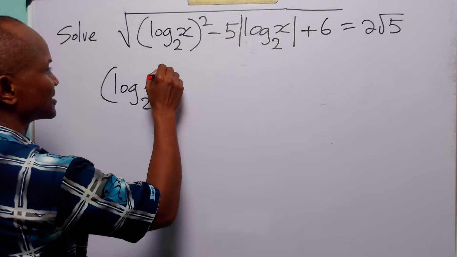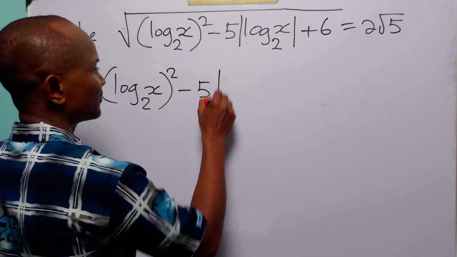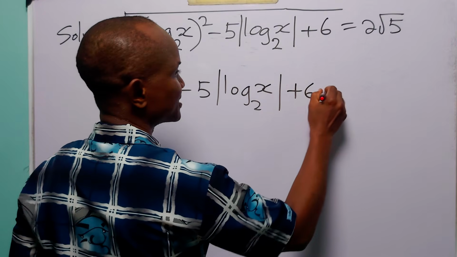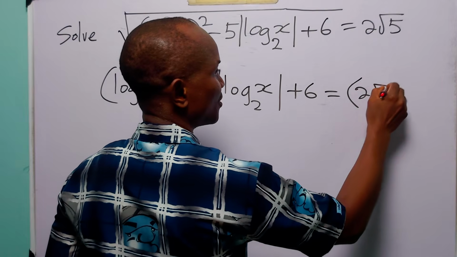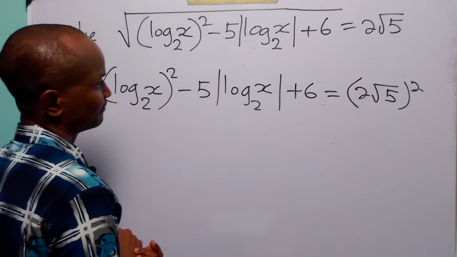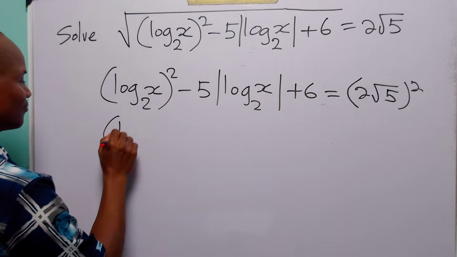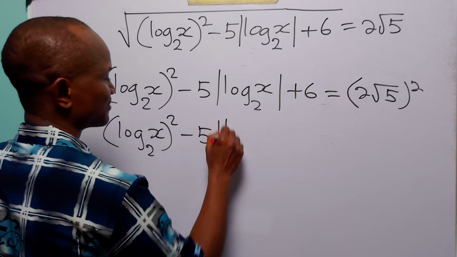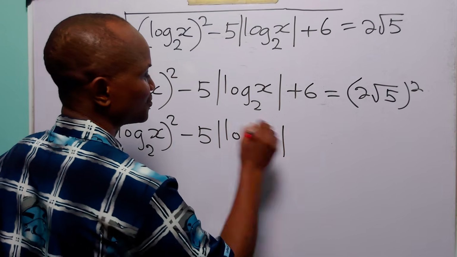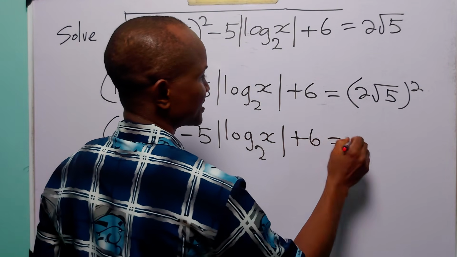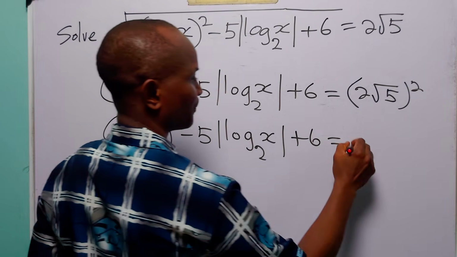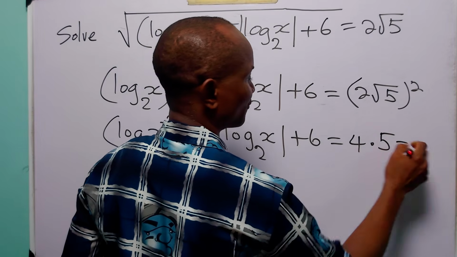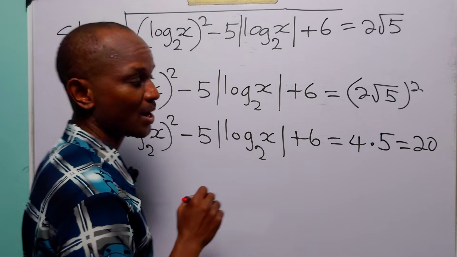(log to base 2 of x) squared minus 5 times the absolute value of log to base 2 of x plus 6 is equal to (2 root 5) squared. Now, from here, we have that (log to base 2 of x) squared minus 5 times the absolute value of log to base 2 of x plus 6 is equal to 2 squared, which is 4, and root 5 squared is 5. And of course, 4 times 5 is equal to 20.